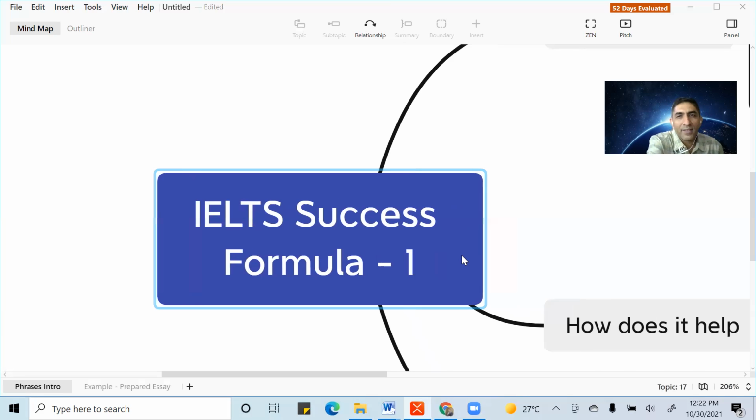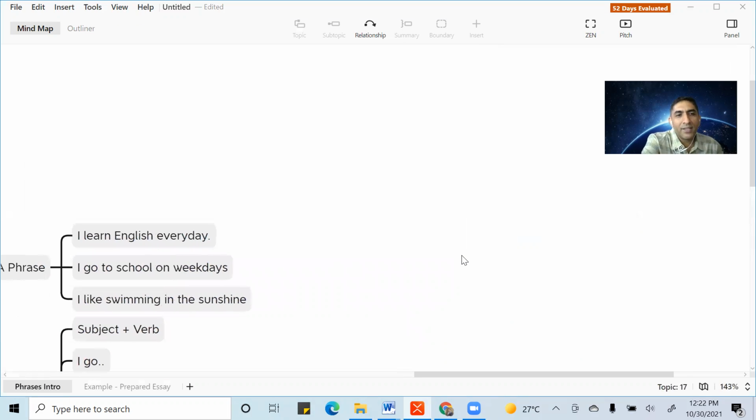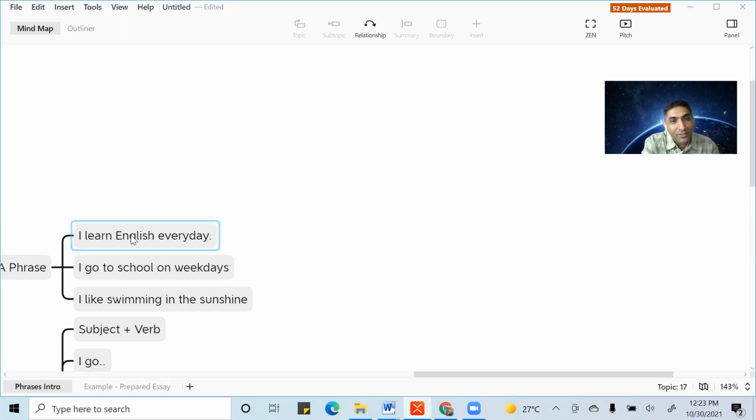Let's take some examples quickly and see which part is a phrase. I learn English every day. I is a subject. Learn is a verb. Rest of it is a phrase. So English every day is a phrase. I learn is actually a clause. We are going to study that. A clause is a collection of words which must have a subject and a verb, whereas a phrase has just some words which do not include a subject and a verb.